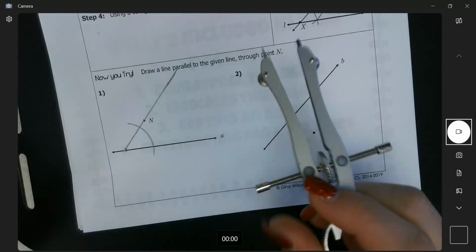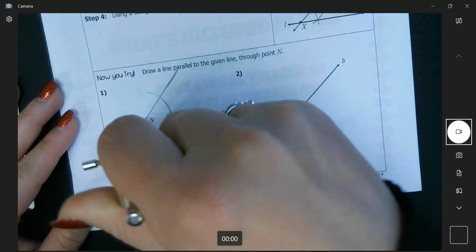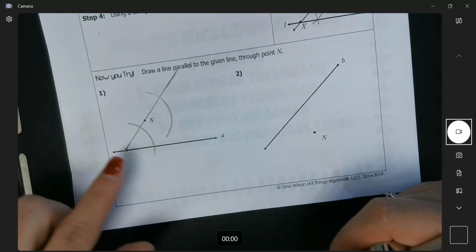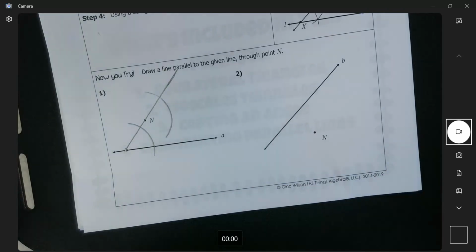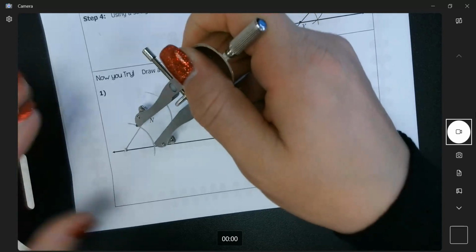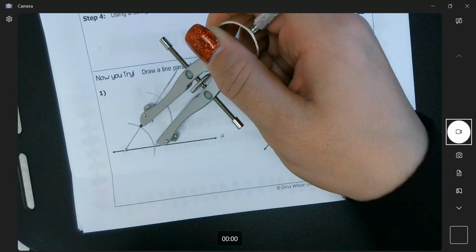Once you have that, keep your compass stretched exactly the same and place the point of it on N now and make an arc that crosses over that line we created, and that kind of comes down a little bit farther into essentially this little angle here that we made. Then the next step, just like copying an angle, you're going to take your compass and make it the width of that angle there. So there's the width of my angle.